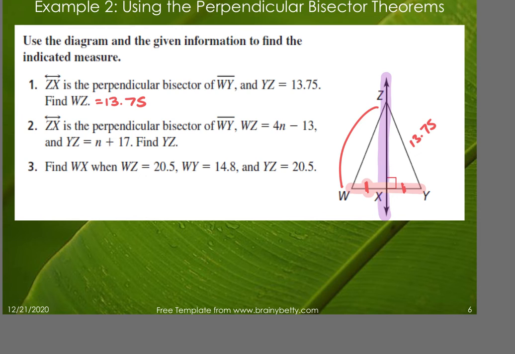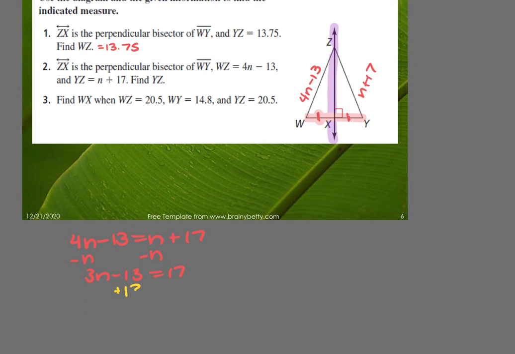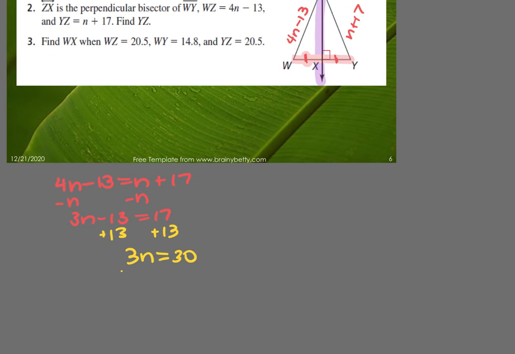Second one is separate from that one, so it starts the same way. It says it's the perpendicular bisector. Then it says WZ equals 4n minus 13, and YZ equals n plus 17, and it wants you to find YZ. How do I do it? So 4n minus 13 equals n plus 17. Subtract the n. 3n minus 13 equals 17. All right, we're going to add the 13. 3n equals 30. Divide by 3, and n is 10.